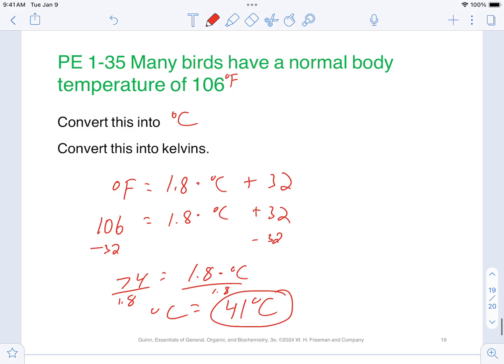And then it says convert that into Kelvin. So remember, for Kelvin, we just take our degrees Celsius and add 273.15. When we do that addition, we're looking to the right of the decimal point for sig figs. 41 does not have any, and 273.15 has 2, so we go by the least. We do not want any. So we would have as our answer 314 Kelvin.